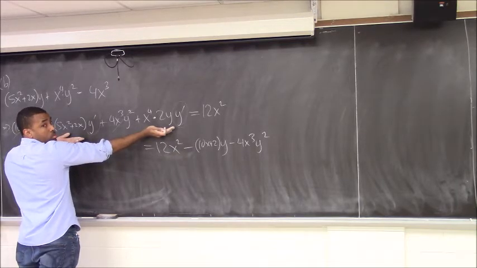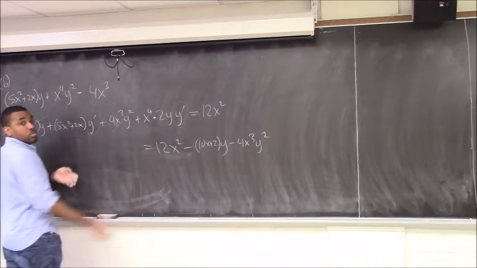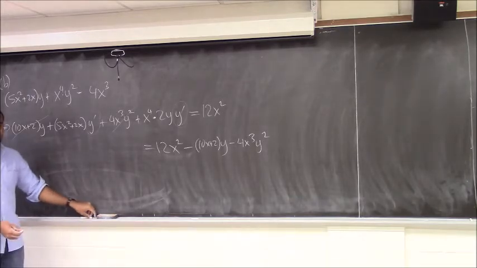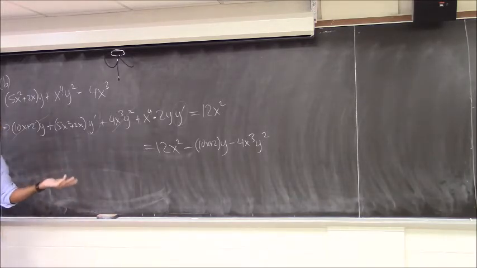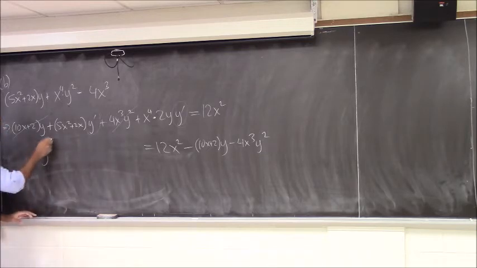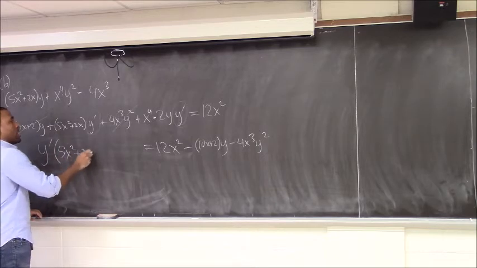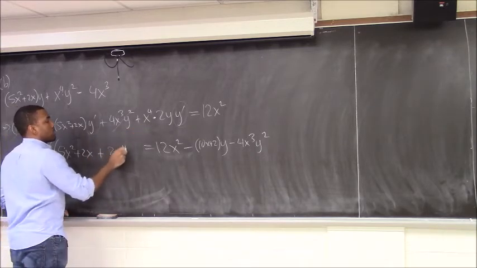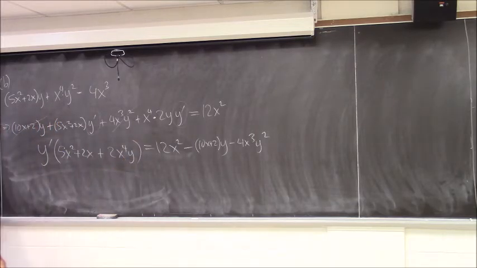Actually, how would you deal with the left side, if your goal is to find the y prime? Couldn't you factor it out? I can factor it out, it's a common term. Factor out the y prime, what would I have left? 5x squared plus 2x plus 2x to the fourth y. That's what the left side would be.